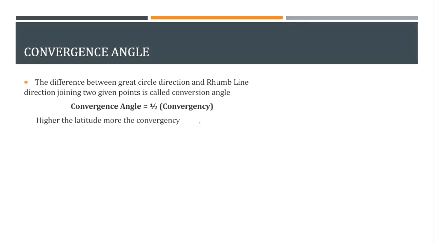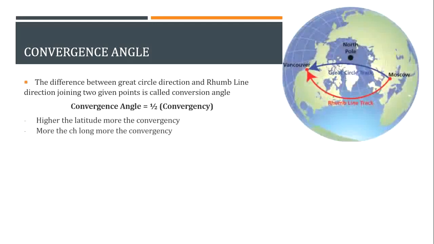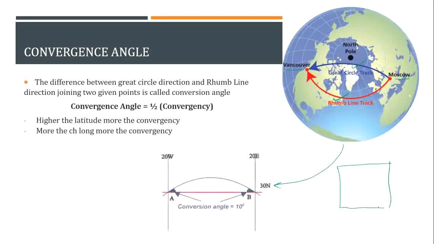We'll see what. If you see, this is my Rumline track. I don't think I have to remind you what a Rumline track is. And this is a great circle track between 2 points. One is Moscow, the second is Vancouver. When we have 2 different tracks, one is a straight line and one is a curved line. When I convert that into a chart paper, how do they look? They look like this.